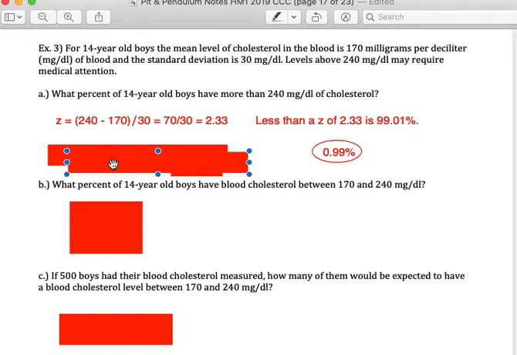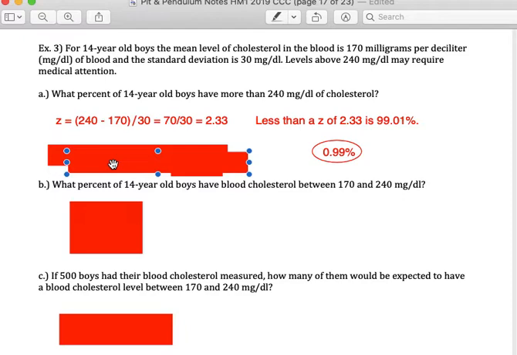99%. But I want to know who's over 240. So I subtract 100 minus that. And so that's less than, or just about, 1% of teenage boys who would have to have medical attention for cholesterol levels being too high, based on the data that they usually collect.